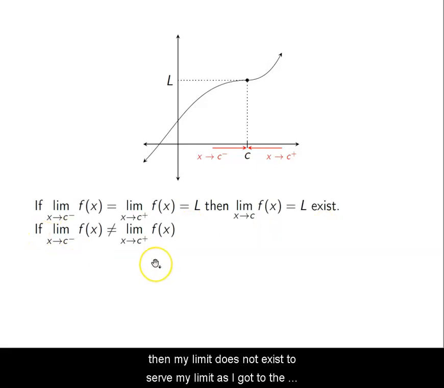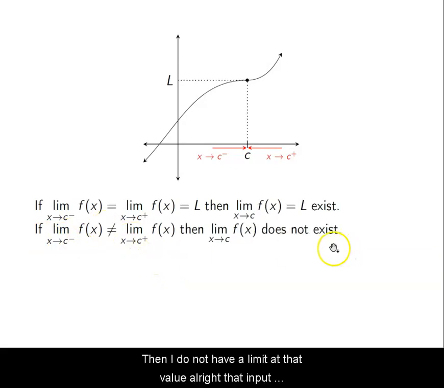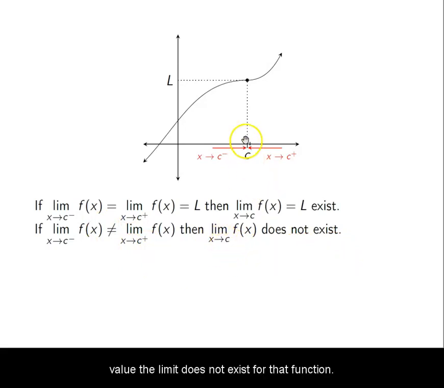Okay, so if my limit as I go to the left is not the same value as the limit as I come from the right, then I do not have a limit at that value, right? At that input value, the limit does not exist for that function.